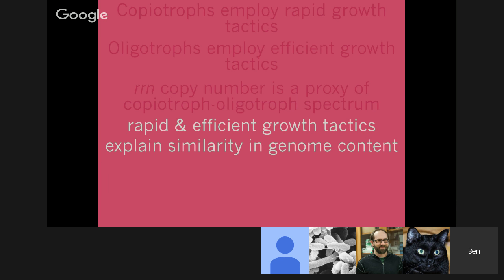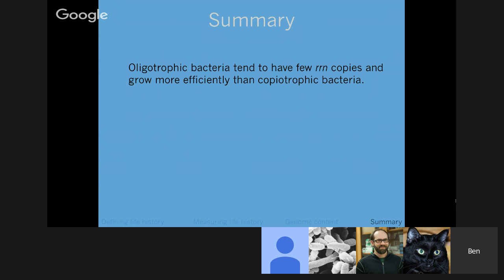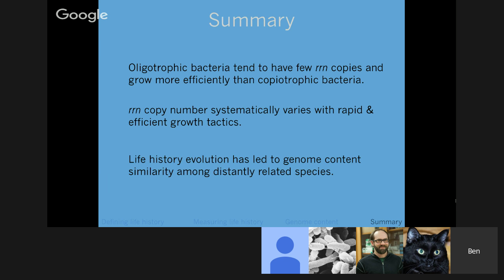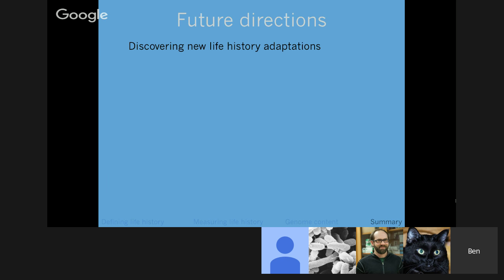So that was the last data slide I have, and it really shows that rapid and efficient growth tactics, as measured or approximated by RN copy number, does explain some similarity in genome content across all bacterial species. So in summary, I've shown that oligotrophic bacteria tend to have few RN copies and grow more efficiently than copiotrophic bacteria. Also, that RN operon copy number systematically varies with rapid and efficient growth tactics. And finally, I've shown that life history evolution has led to genome content similarity among distantly related species. So in the future, we hope to use this to discover some new life history adaptations in bacterial genomes.